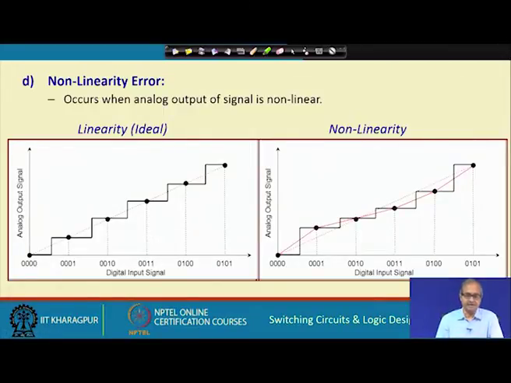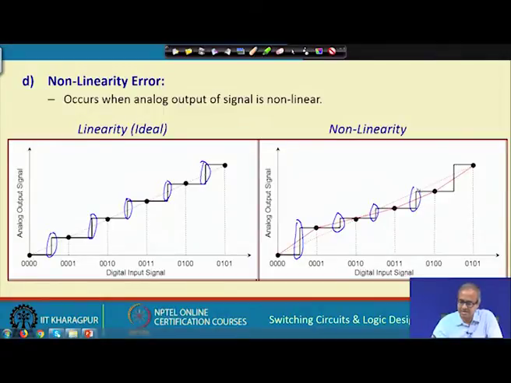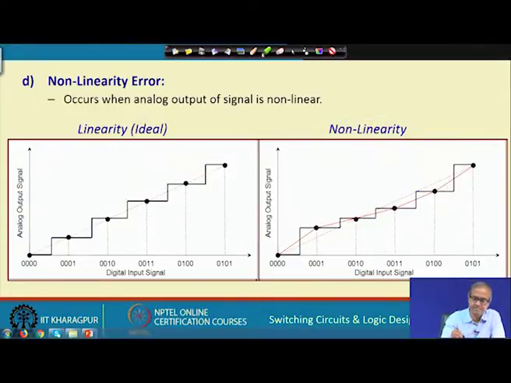Then comes non-linearity. For a DA converter we said that the step height should be the same. So, this is the ideal scenario. All step heights are exactly the same, but you will see later that these DA converters can be designed using resistances. Now, if the value of some resistances change due to fabrication defect or some other design error, what might happen? The step heights may become different, like it is shown on the right side. This step is larger, this step is smaller, this is again smaller, this is larger, this is even larger. This is called non-linearity error.